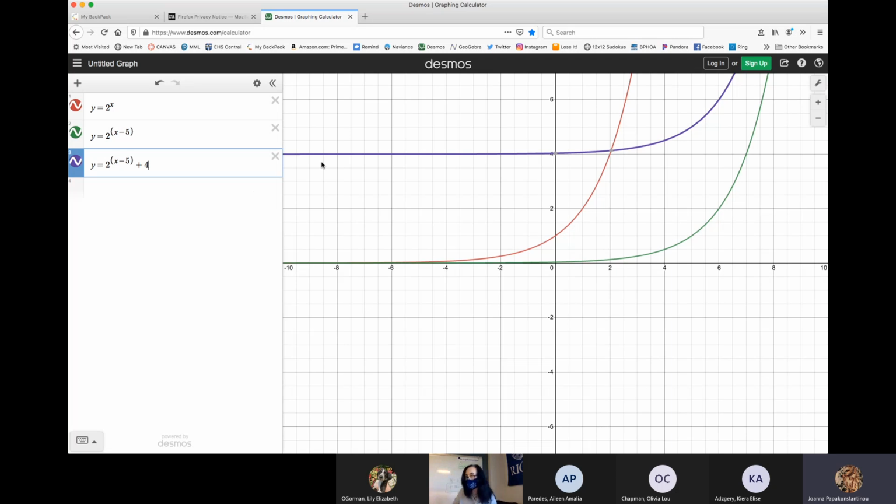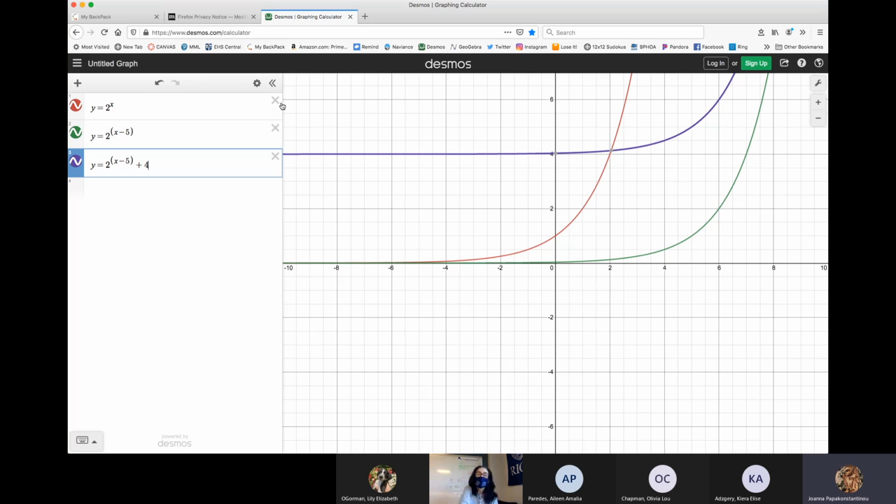So you should be able to graph these. You could always take a table of values, or you could look at the stripped down parent function and then perform the transformations. It's up to you how you want to do it.